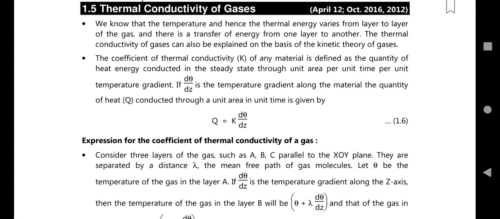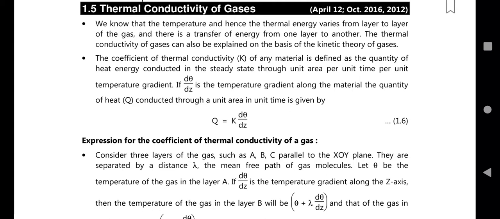Okay, our next topic is thermal conductivity of gases. We know that the temperature and hence the thermal energy varies from layer to layer of the gas, and there is a transfer of energy from one layer to another. The thermal conductivity of gases can also be explained on the basis of kinetic theory of gases.